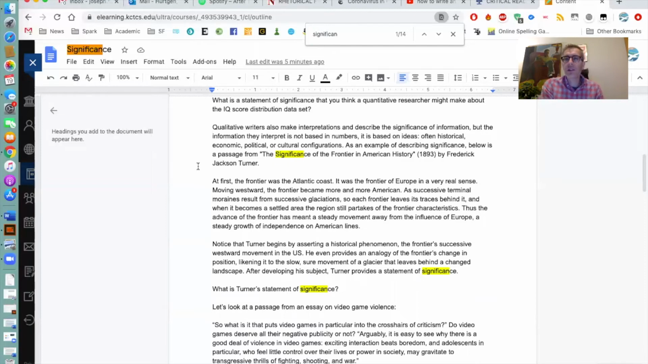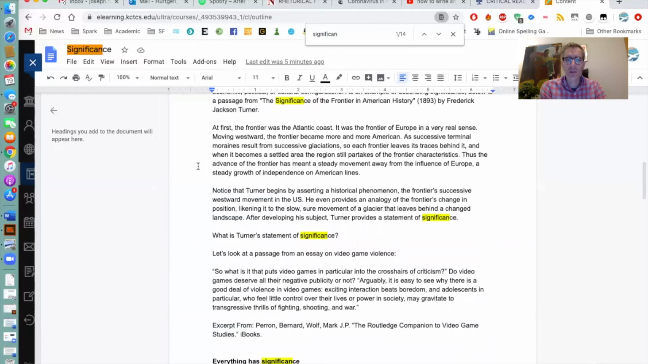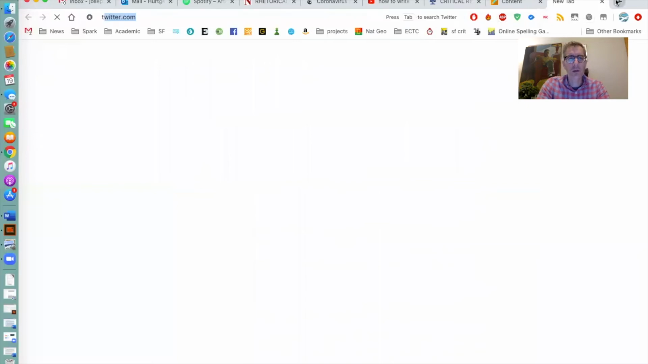As an example of describing significance, below is a passage from The Significance of the Frontier in American History by Frederick Jackson Turner. Let's see what he says. At first, the frontier was the Atlantic coast. It was the frontier of Europe in a very real sense. Moving westward, the frontier became more and more American. As successive terminal moraines result from successive glaciations. So we should go ahead and look at that. What's a terminal moraine?